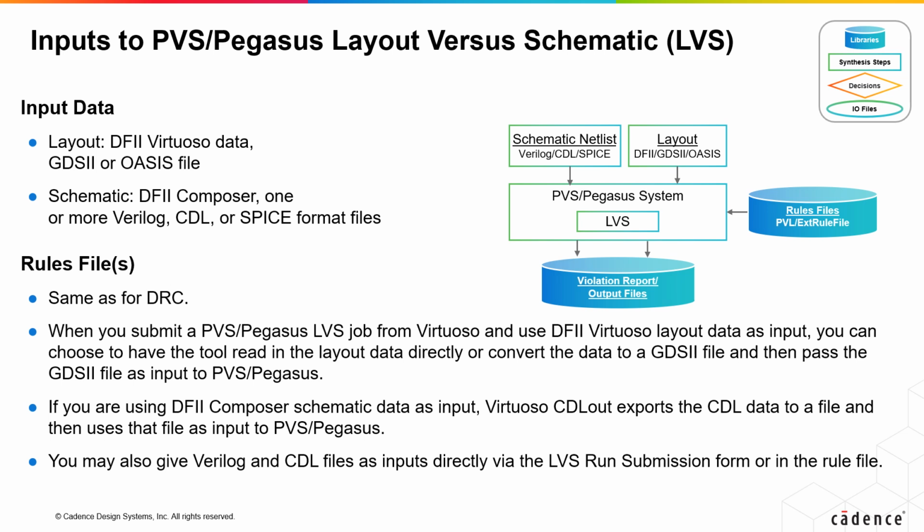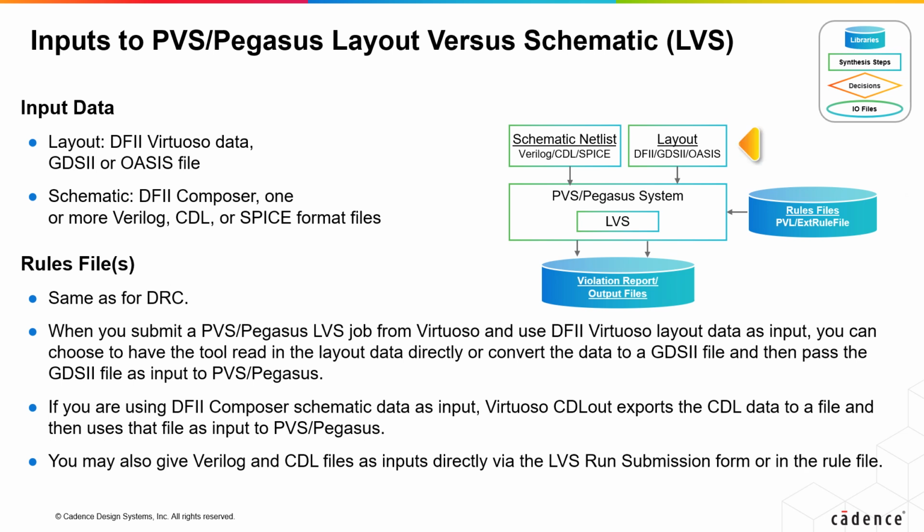To perform hierarchical LVS, you need layout data in DF2, GDS2, or OASIS format, and schematic data in DF2 and netlist formats. The first step is to extract a CDL or SPICE netlist from the GDS2 or OASIS layout data. For schematic data, LVS currently supports CDL or SPICE and Verilog netlists. The rules file for this is the same as the design rule check.